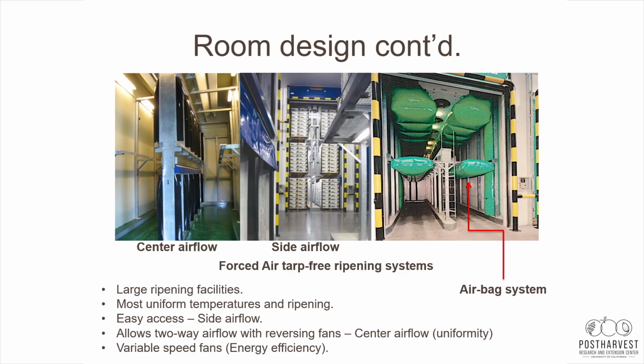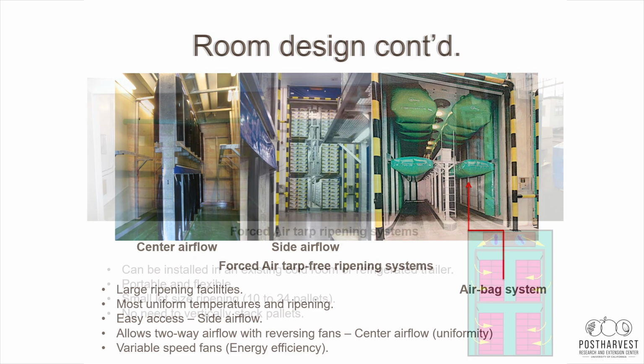Here I just set up an example, some airbag system which somehow acts as the tarp, and it redirects the air through the produce itself. It's easy to access, less labor intense. You could use forklifts and so on to handle the pallets. It allows a two-way airflow with reversing fans. Typically, the previous slide, the forced air, even in smaller facilities, you can also achieve that. And basically, this allows you to have a much more uniform ripening.